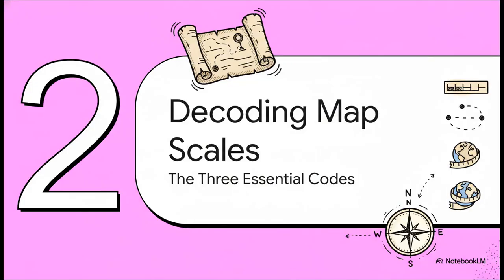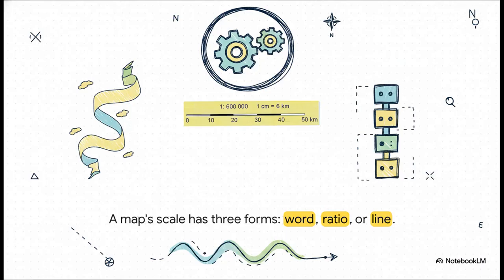Now, every good explorer needs to know how to read the codes, right? Well, map makers or cartographers use three main ways to show a map's scale, and we are about to crack every single one of them. So take a look here. A map scale usually shows up in one of three forms: as words, as a ratio, or as a little ruler called a line scale. You can think of them as three different languages that are all saying the exact same thing.